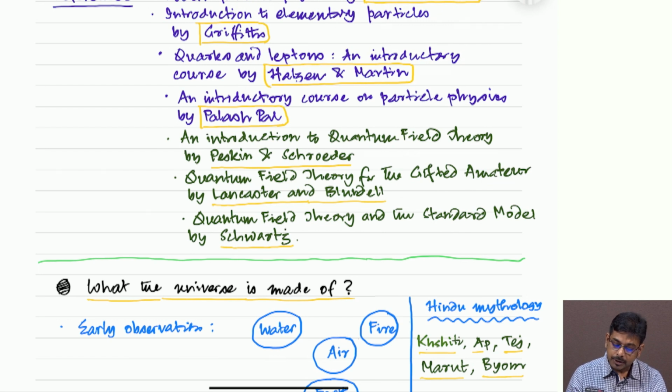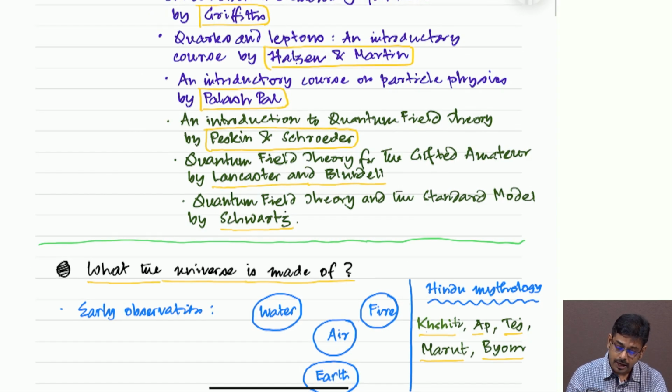Then I also quote some books on quantum field theory, because that is what we are going to need. The first book is An Introduction to Quantum Field Theory by Peskin and Schroeder. This is a very classic book, and we read this book for learning quantum field theory.